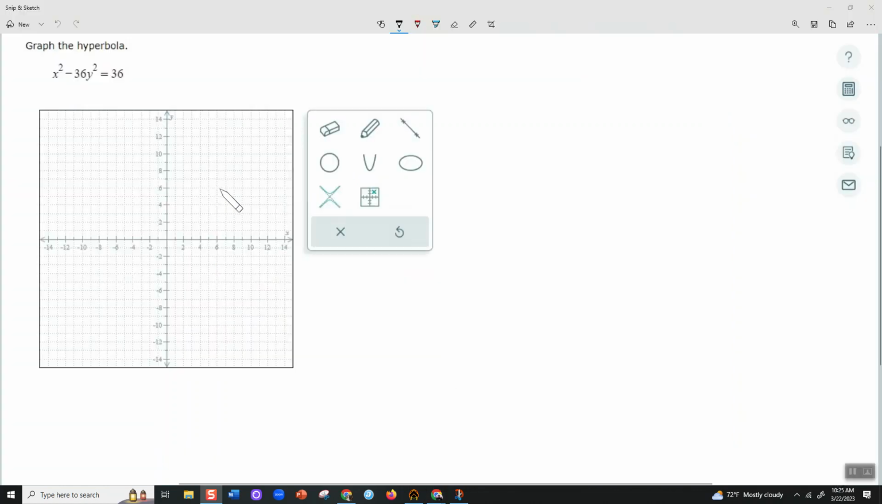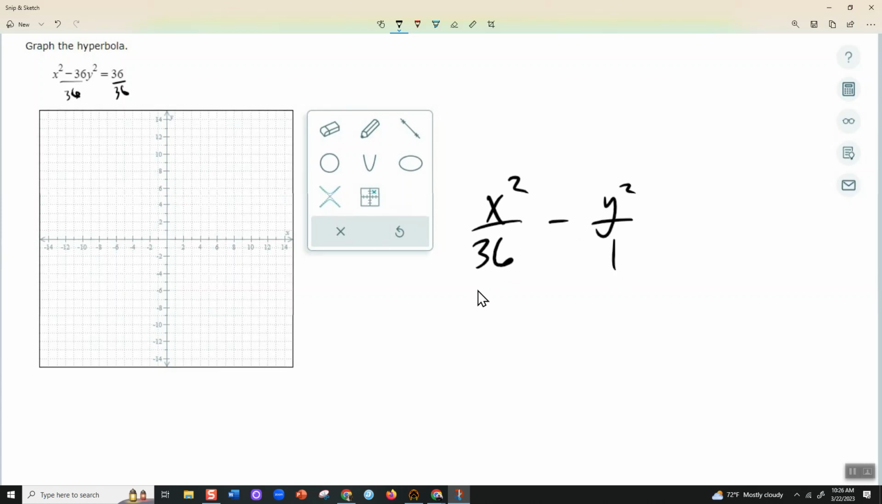Number 7, we're graphing the hyperbola again, but you can see that it is not in standard form. It's equal to 36, so we need to divide by 36 so it's equal to 1. Get it into standard form. It is an x minus y squared, so it is going to be a horizontal transverse axis. We've got x squared over 36 minus y squared over 1. 36 divided by 36 is 1. And now we're equal to 1. My h and k are 0, 0. I'm starting at 0, 0.